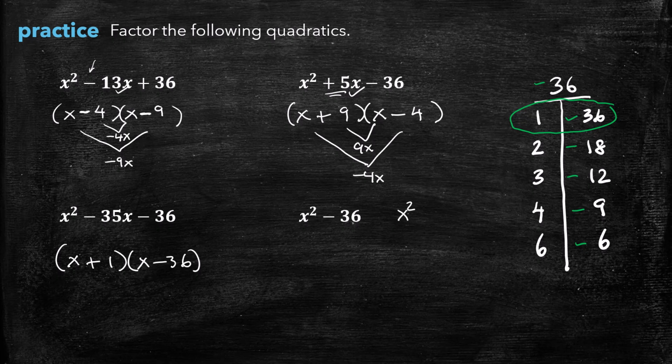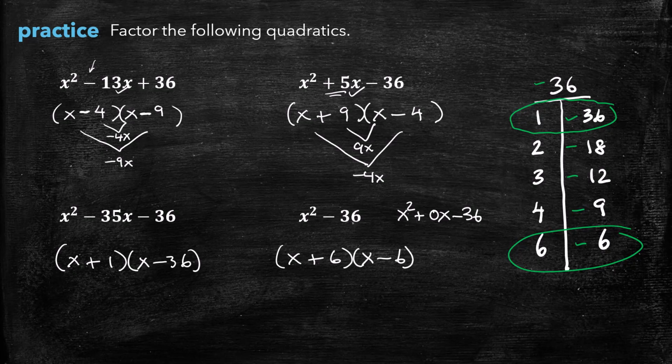But even though it's not written, it's implied that it's 0x. And which pair adds to 0? There it is. And so we can factor this as x plus 6, x minus 6, and we are done.